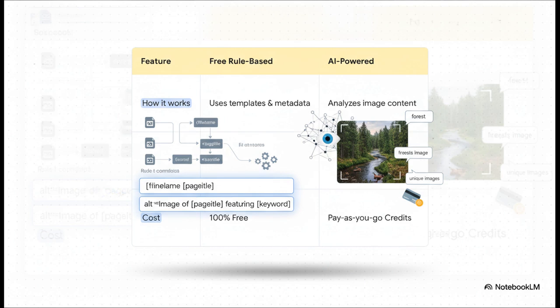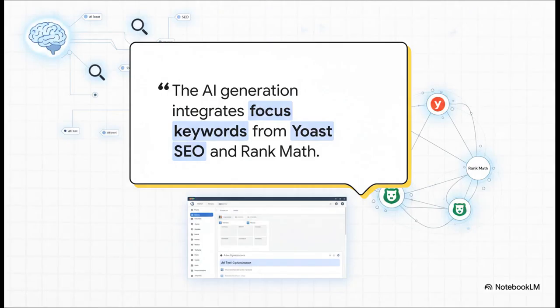The AI, on the other hand, uses computer vision to actually look at the picture and write a unique description from scratch. This is perfect for complex photos where just using a file name won't cut it. And for all you SEO pros watching, listen up, because this is a total game changer. The AI doesn't just describe the image, it's smart enough to weave in your focus keywords from popular SEO plugins like Yoast and RankMath. So you're turning an accessibility task into a powerful, laser-focused SEO move.